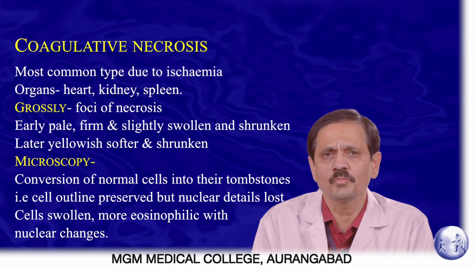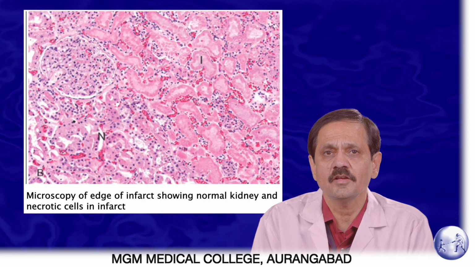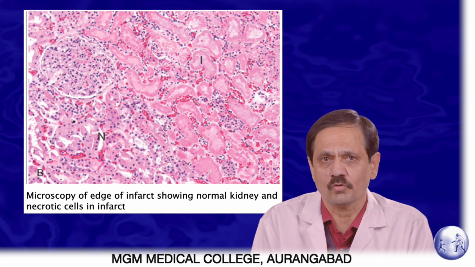Now what is the basic cause of this coagulative necrosis? It is because of ischemia. It leads to an increase in capillary permeability. This increased capillary permeability leads to exudation of plasma along with coagulant agents, which leads to coagulation of that plasma and the groups of cells. So that part becomes coagulated, and that is why it is called coagulative type of necrosis.